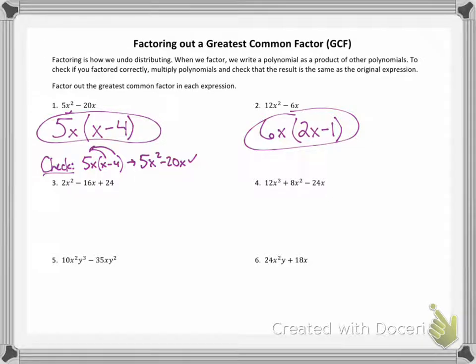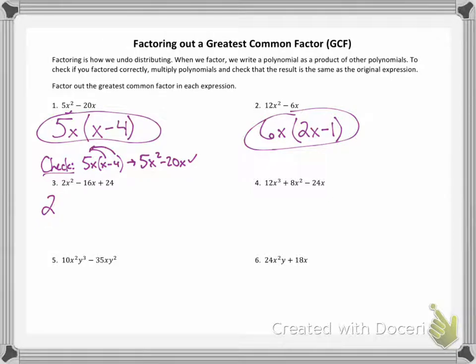We use the same process no matter how many terms we have. So you'll see in numbers 3 and 4, we've got 3 terms each. 5 and 6, we've got a mixture of some different variables, but again, it's all the same idea. So number 3, again, I need the GCF of all the terms, so I need the same thing to divide out of everything. So numbers-wise, I have 2, negative 16, and 24. I can take a 2 out of all 3 of those numbers.